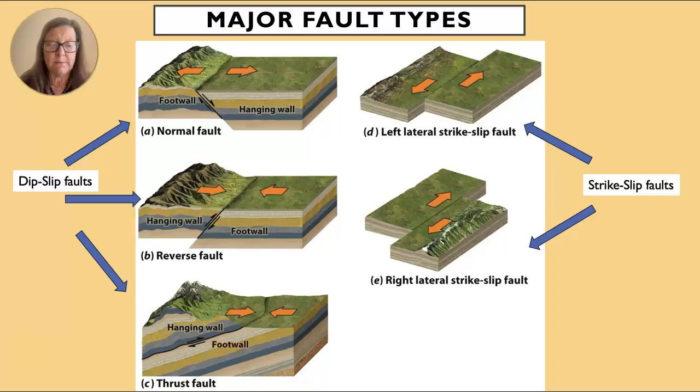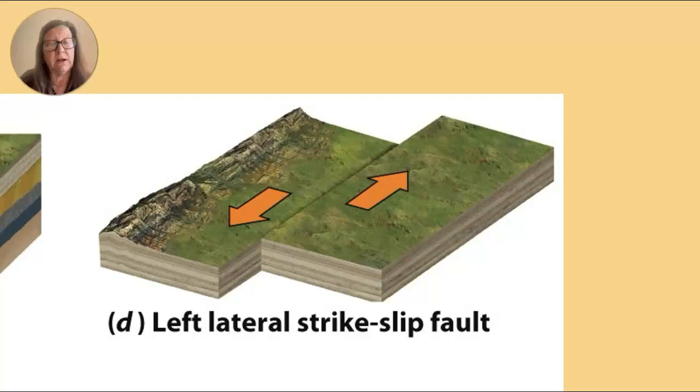Let's move on to strike-slip faults. Now notice, because these are vertical, there are no hanging walls or footwalls. The only thing we need to decide about strike-slip faults is whether or not they are left lateral or right lateral.